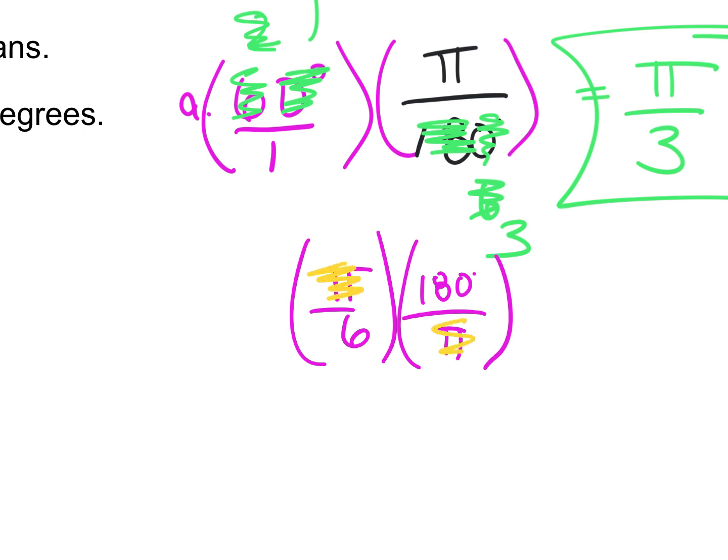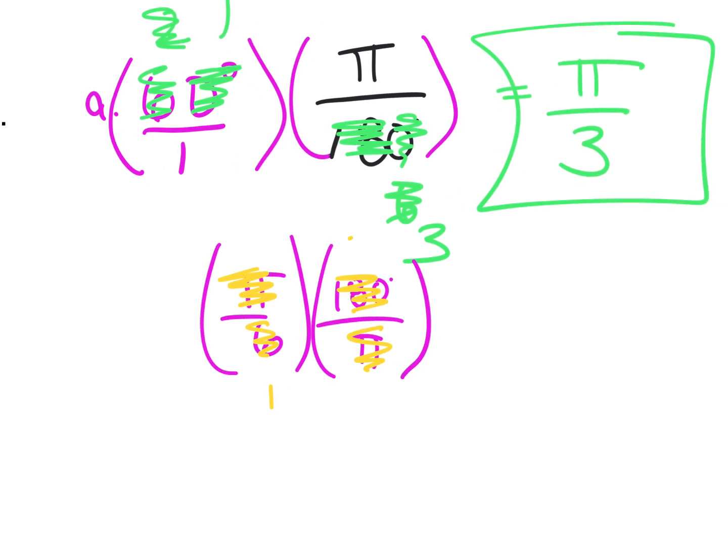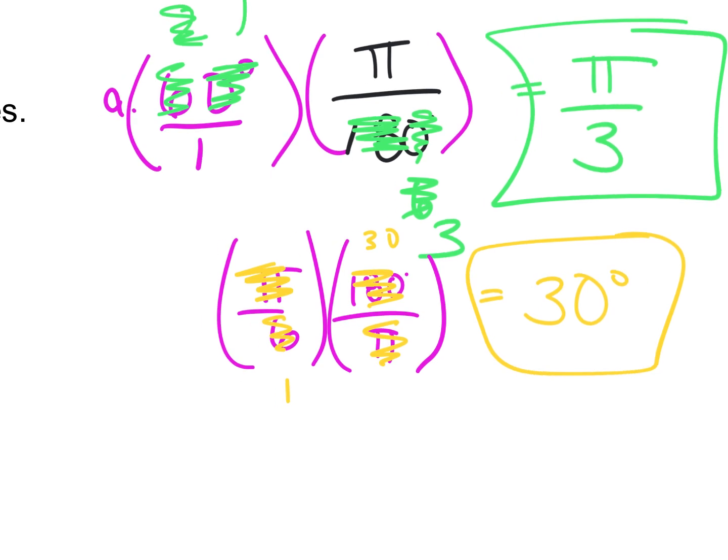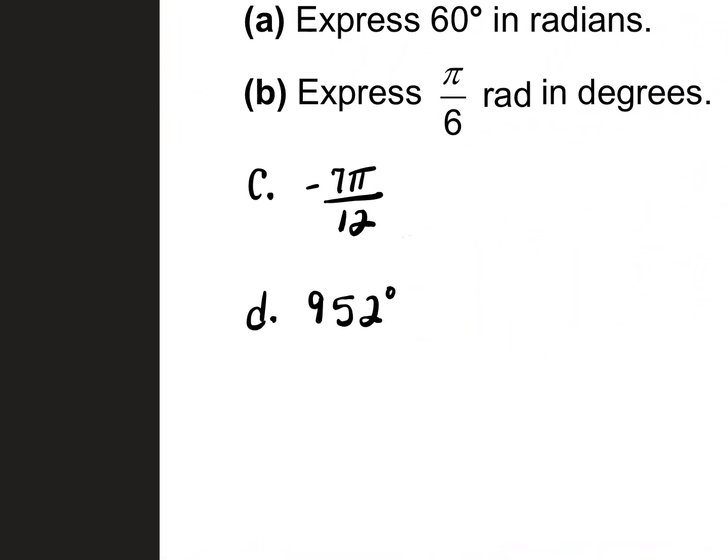My pi's cancel out. Now, what number goes into both 6 and 180? 6, okay. 6 goes into 6 once. 6 goes into 180 how many times? 30. So you just made your conversion. Pi over 6 is the same as 30 degrees. Notice I put a degree measure. Got to have the little degree circle there, okay? Very important. So I have 2 more examples here. These are a little bigger.